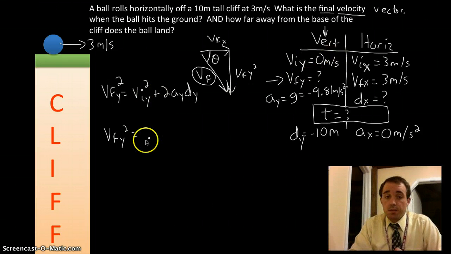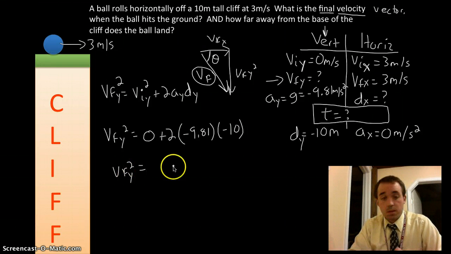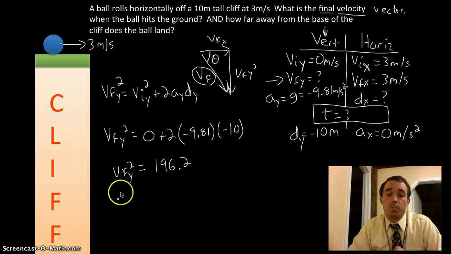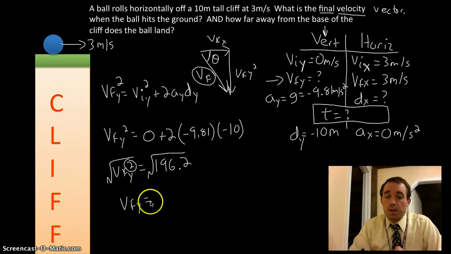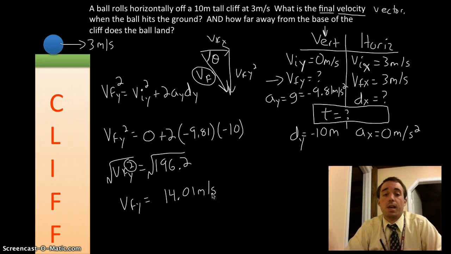VIY squared, well that's 0, plus 2 times our AY, negative 9.81, times our dy, negative 10. That means that VFY squared equals, check my notes here, 196.2. Since we have this squared term up here, we've got to get rid of it by square rooting both sides, which gives us VFY equals 14.01 meters per second. You can check this in your calculator.